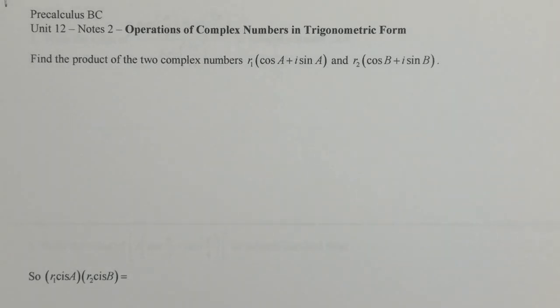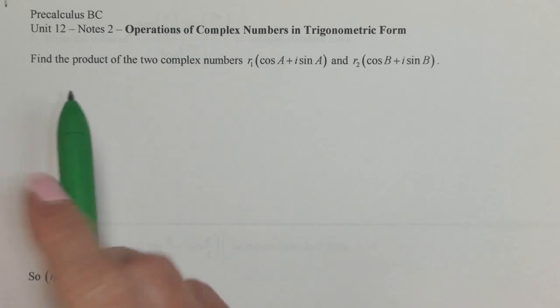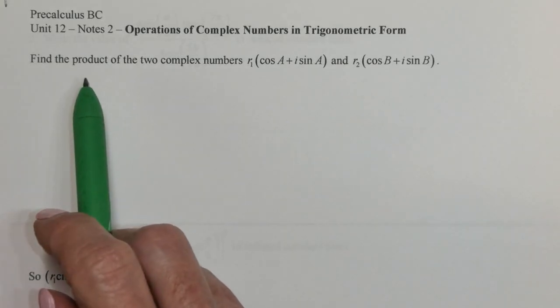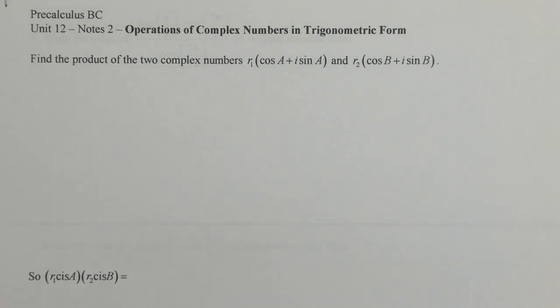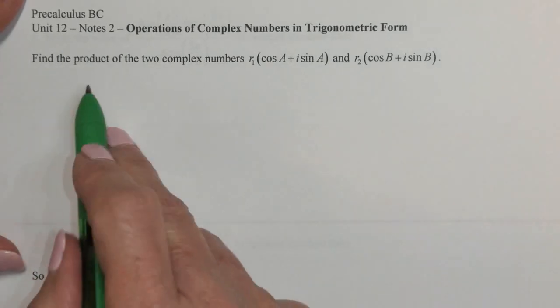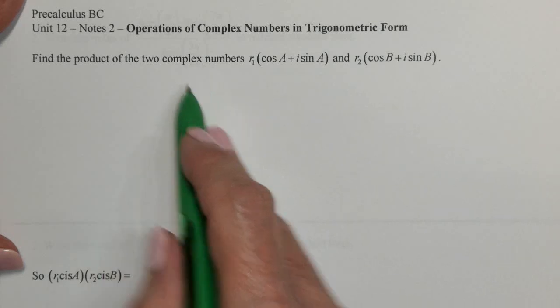Alright, today we're going to be focusing on operations of complex numbers in trig form. In particular, we're going to be looking at products and quotients and powers of complex numbers in trig form. So let's first find the product of two complex numbers.